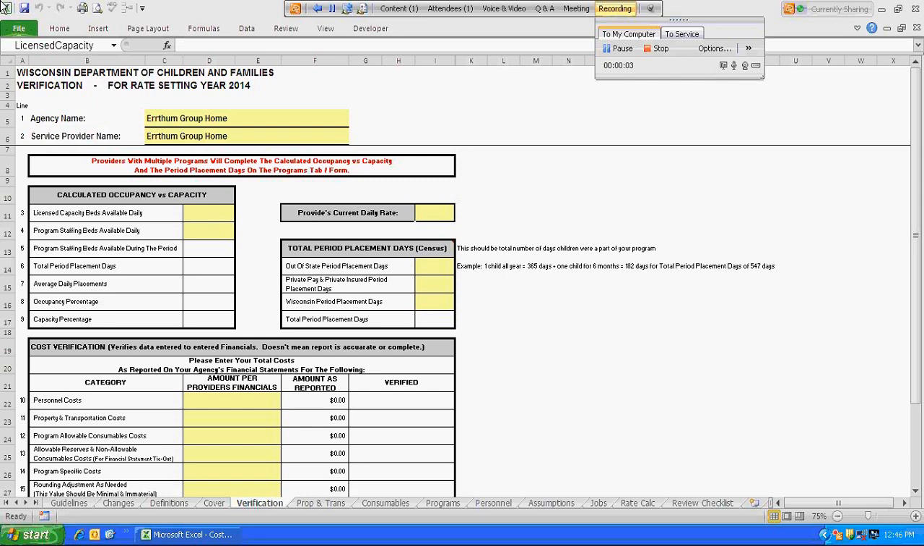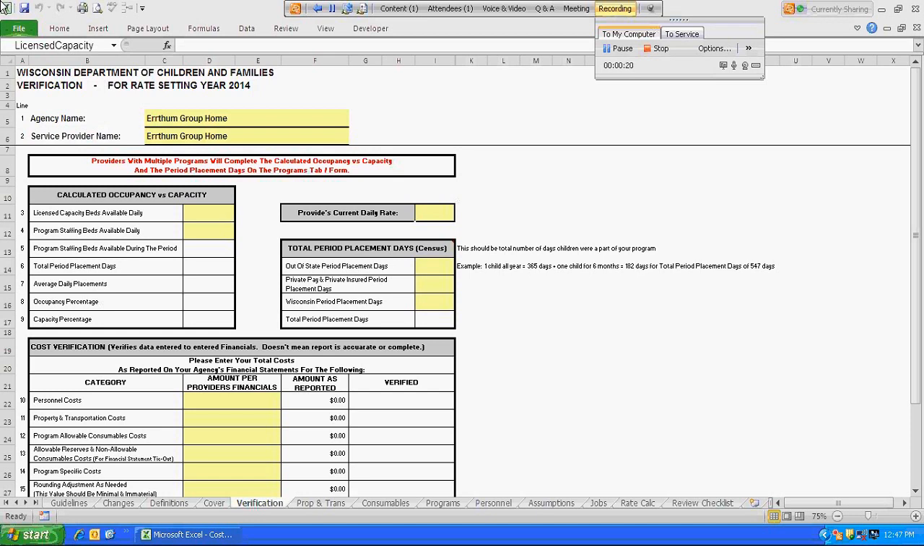This is Steve Earth with the Department of Children and Family Bureau of Finance, and welcome to the cost report training. This is session 3 of 8 sessions that will be available regarding the cost report. Today, this session will cover the verification tab of the cost report.